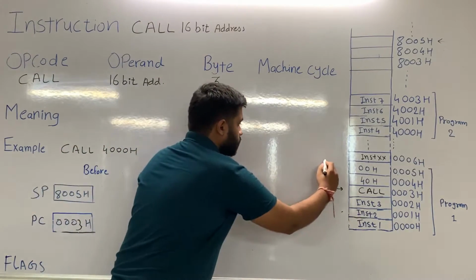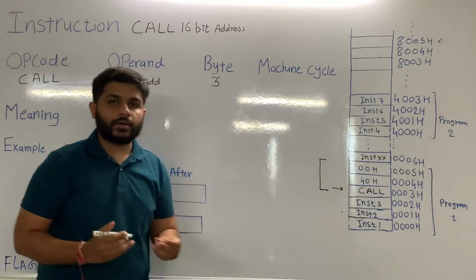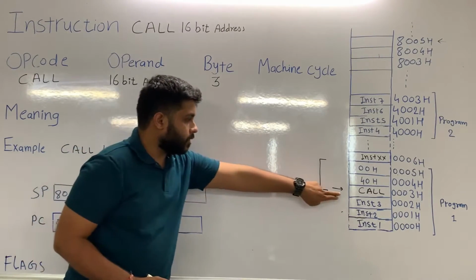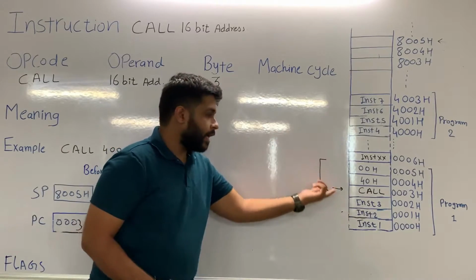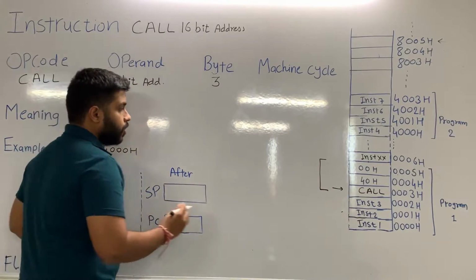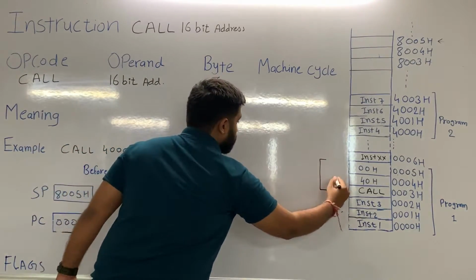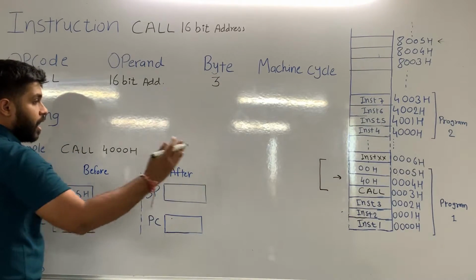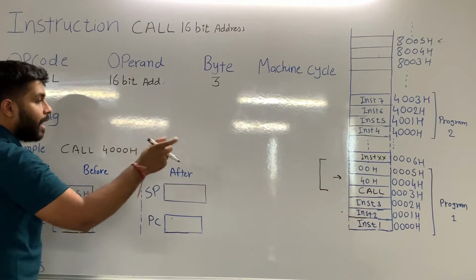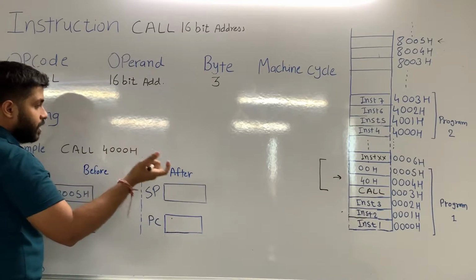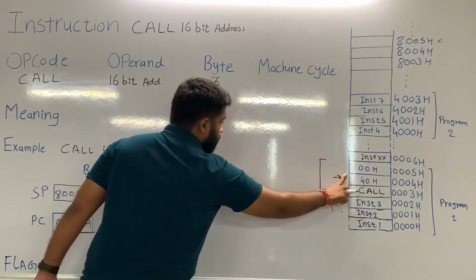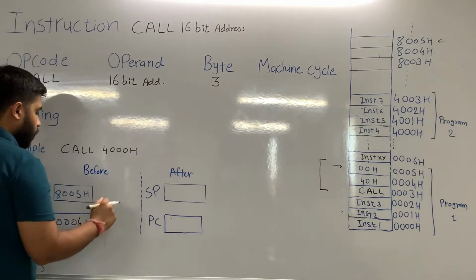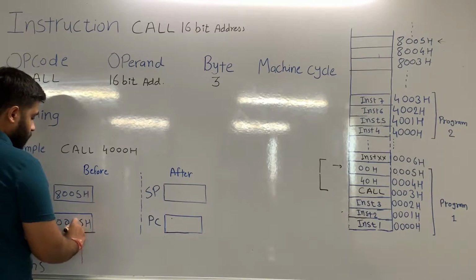Now the next instruction is the instruction that we have taken as the example, which is CALL 4000H. The processor will fetch the opcode. As soon as it fetches the opcode, the value of the program counter will be incremented by 1. So it will become 4. After it fetches the higher address of the instruction, the value of the program counter will be incremented, and after that it will fetch the lower address of the instruction.